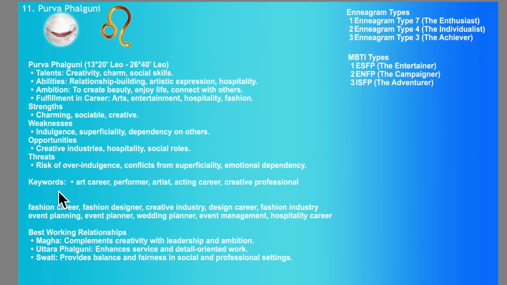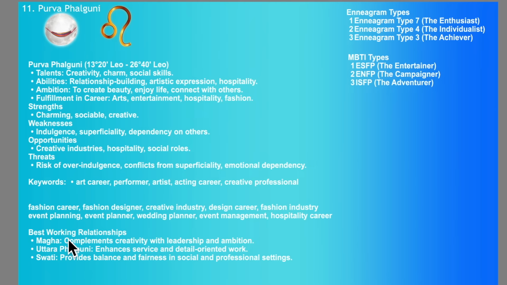Keywords with respect to career: art career, performer, artist, acting career, like I said, creative professional, can even be an interior designer, by the way. Anything Venus, anything creative. Fashion career, fashion designer, creative industry, design career, fashion industry, event planning, event planner, wedding planner, event management, and hospitality career. Anything planning and getting a bunch of people together, as you can see the thread there, is very much up the sleeve of Purva Phalguni Nakshatra.